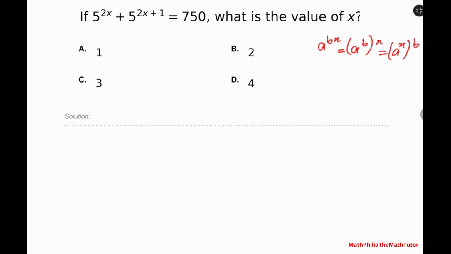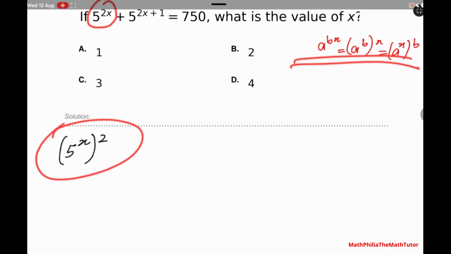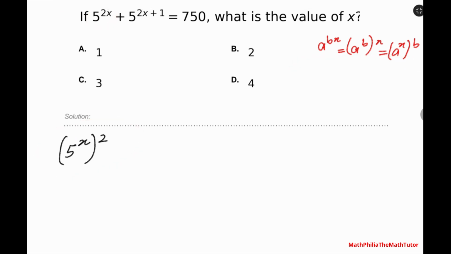Okay, now what I'm going to do here is that I'm going to take this 2 out. This is what I mean. I'm going to say 5 raised to the power of x, in bracket, then raised to the power of 2. If you are with me, what I explained here, this is the same as this, right? Again, let's continue.